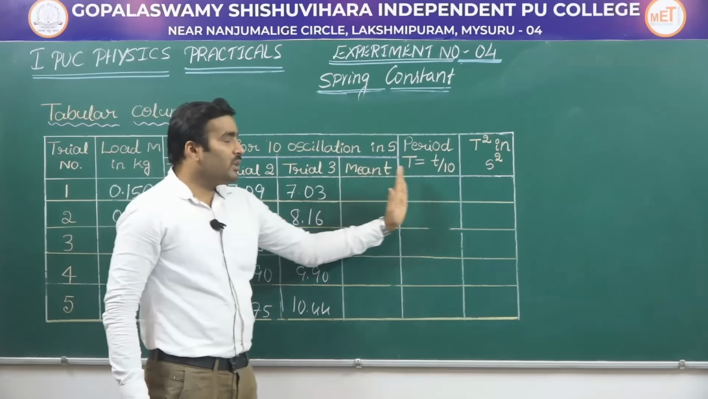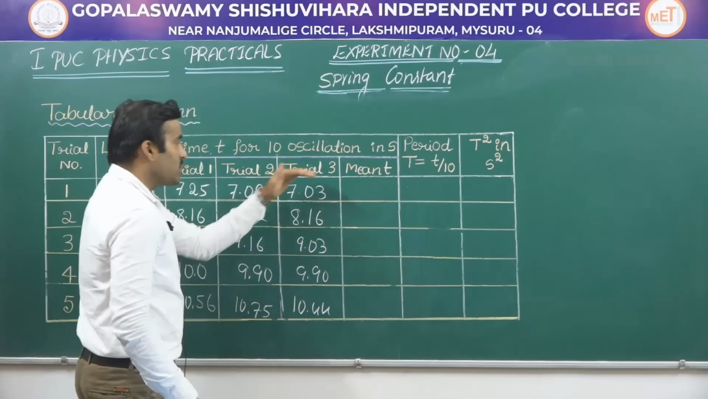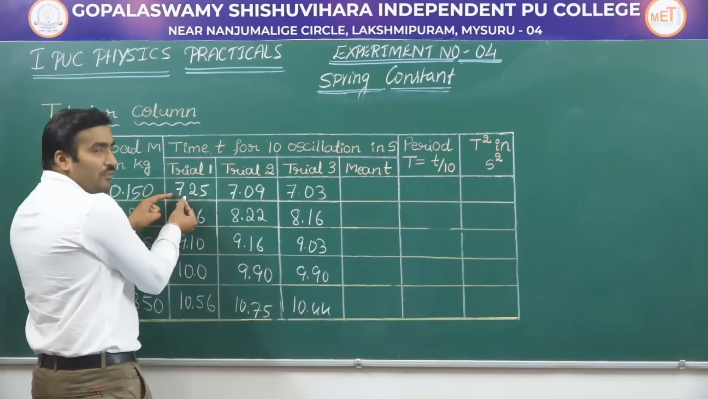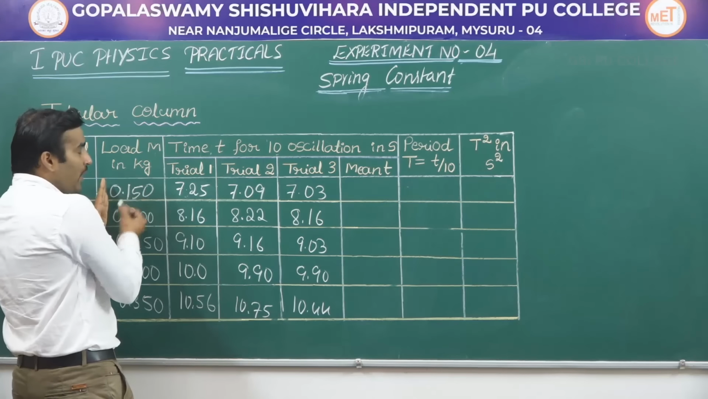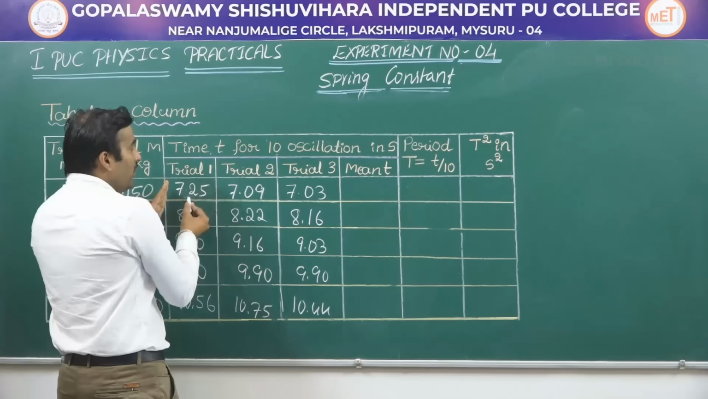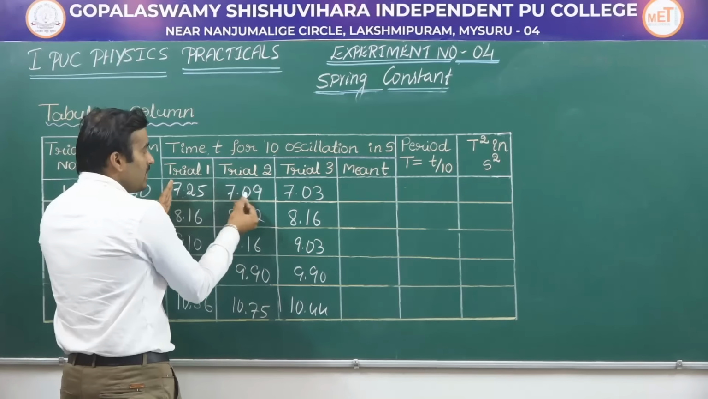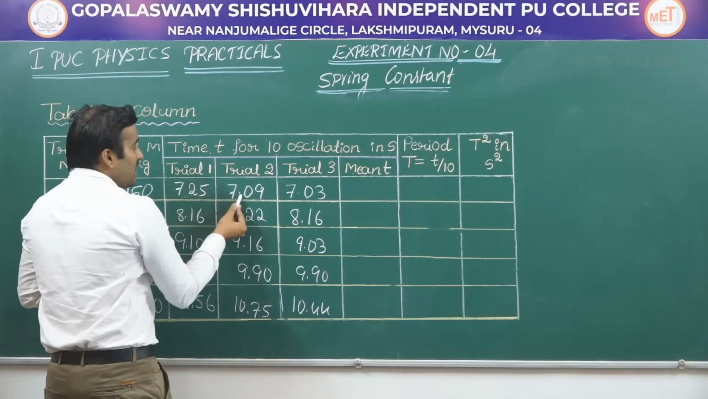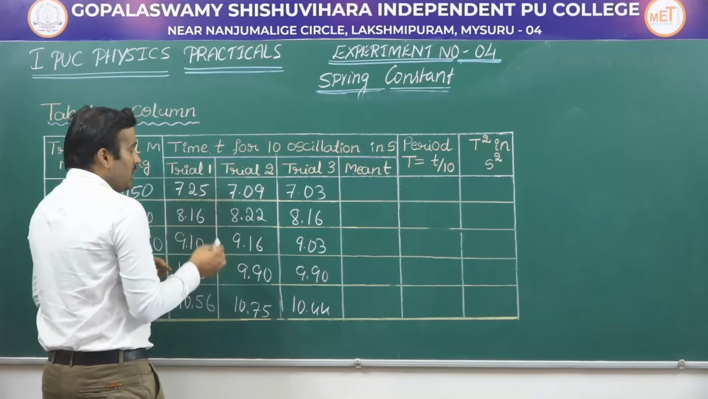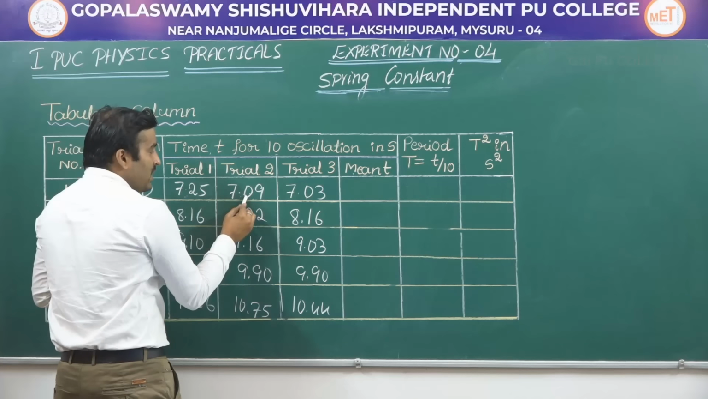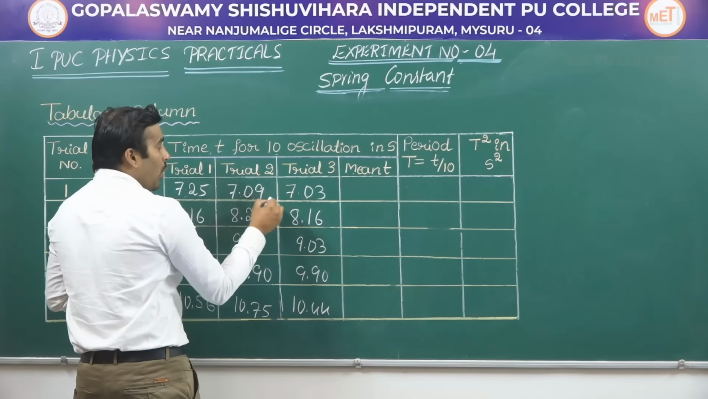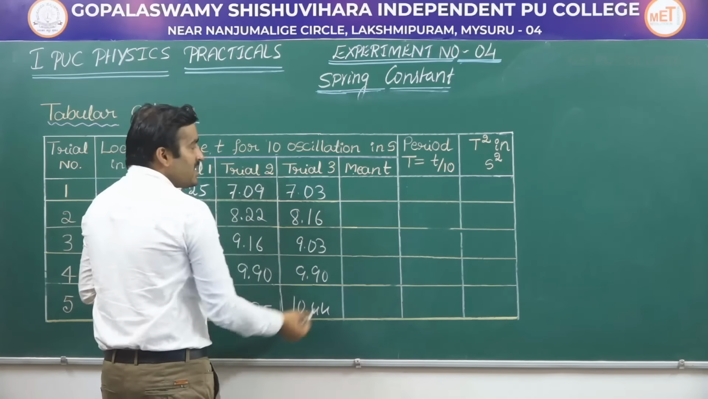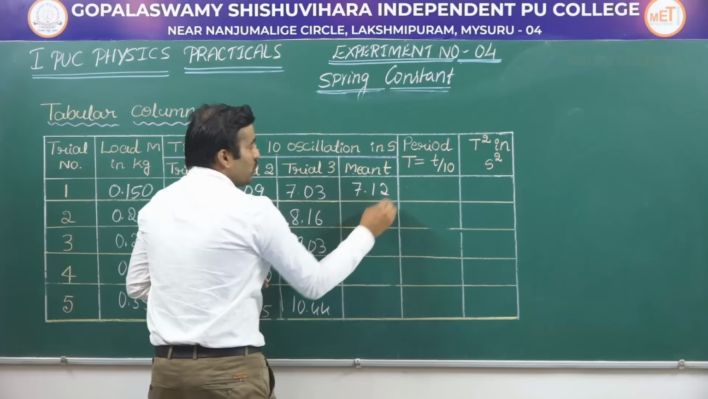Now we are left with the calculation part. So let us do the calculations now. For the first trial, when the load is 0.150 kg, we got the time taken for 10 oscillations like these 3 trials. Now let us take the mean value of this by adding these 3 divided by 3. 7.25 plus 7.09 plus 7.03 whole divided by 3. What you will get is 7.12.